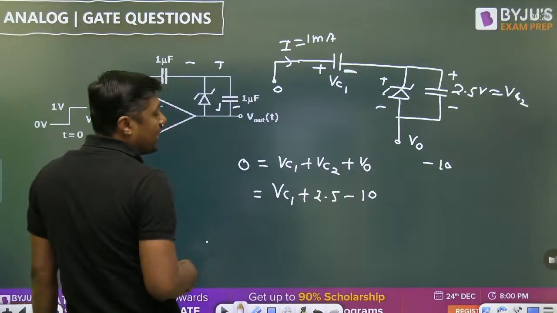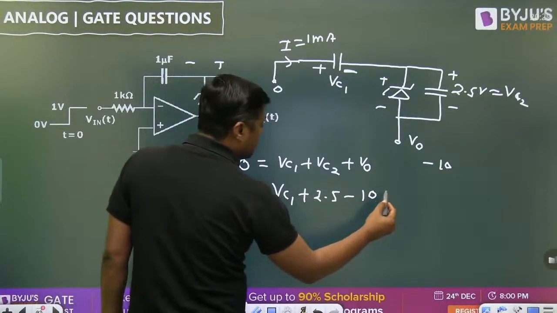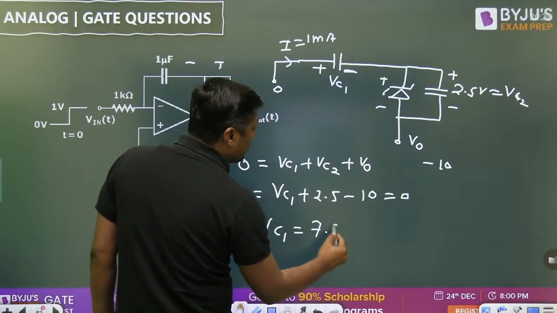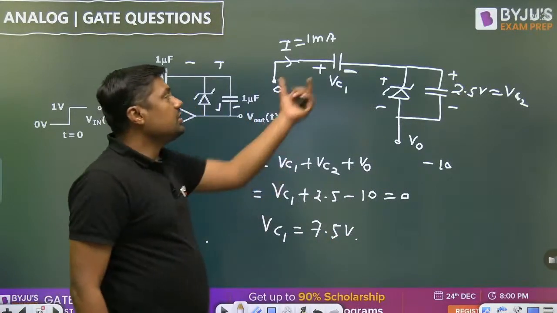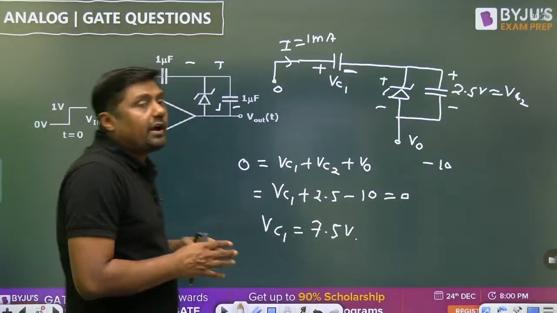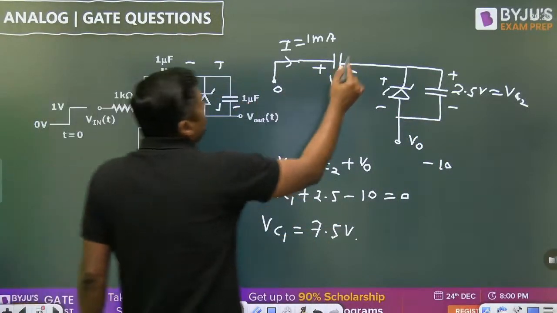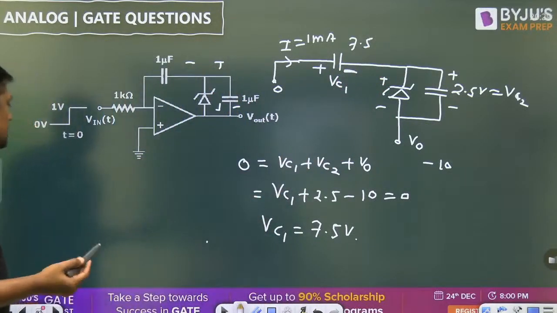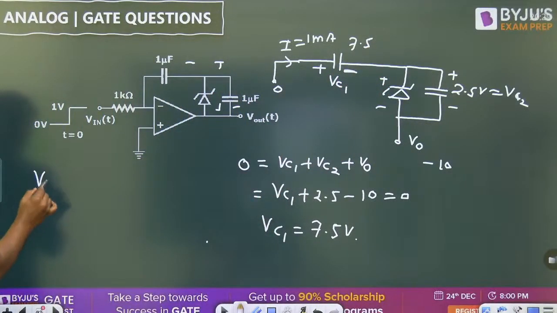V0 we want 10 volt. So what is the value of VC1? It should charge up towards 7.5 volt. So how much time is required to charge it up to 7.5 volt? That is the question.